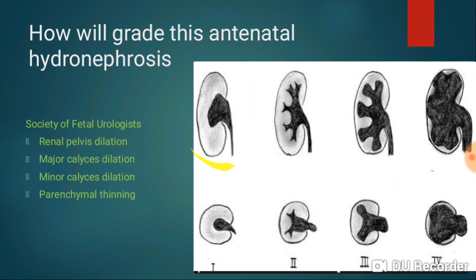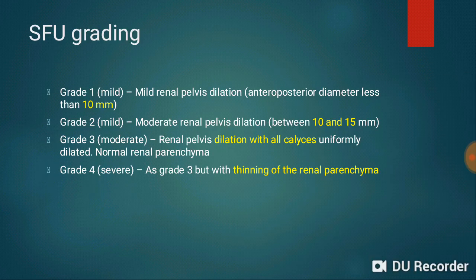In grade 1, pelvis dilatation; grade 2, calyceal dilatation; grade 3, minor calyceal dilatation with blunting of calyces; and grade 4, there is thinning of the renal parenchyma. So that is the Society of Fetal Urologists classification of antenatal hydronephrosis.